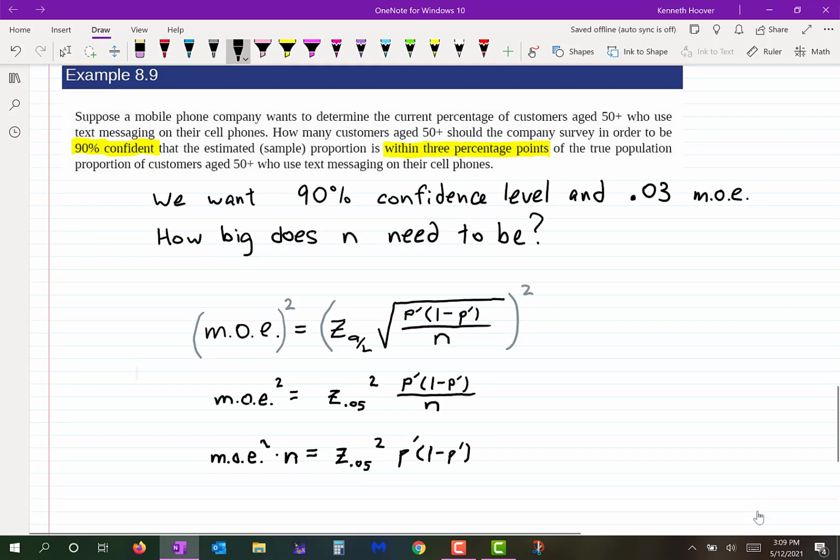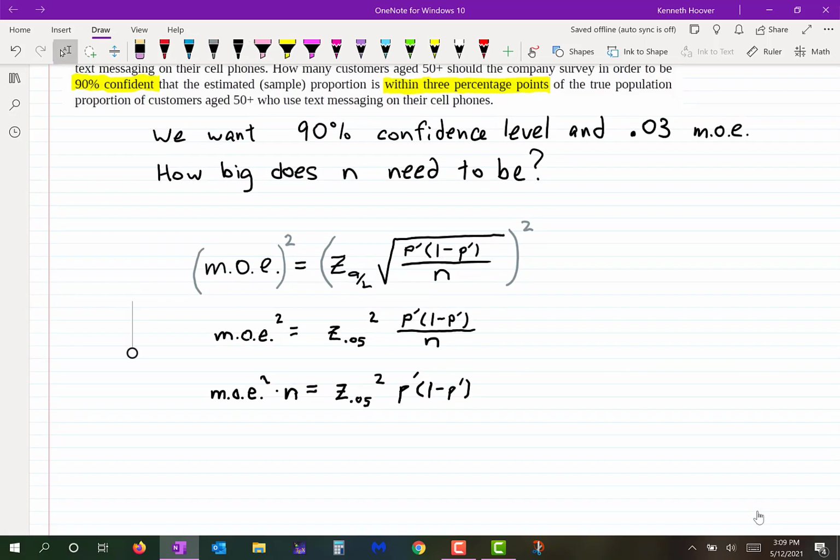What do I do next? Divide both sides by the margin of error squared. And we get n equals z-score squared times p prime, the proportion from the sample, which I'll point out that they did not tell us. That's going to be a little bit of a problem. Times 1 minus the proportion from the sample, divided by the margin of error squared.